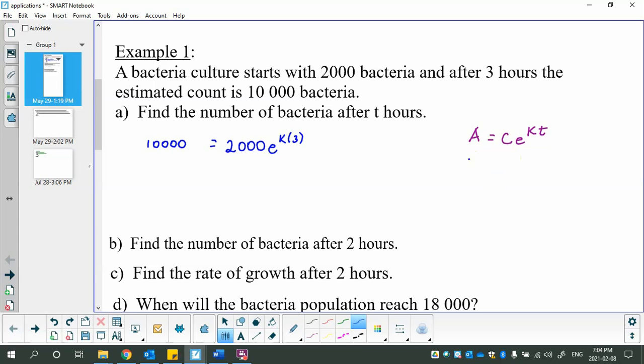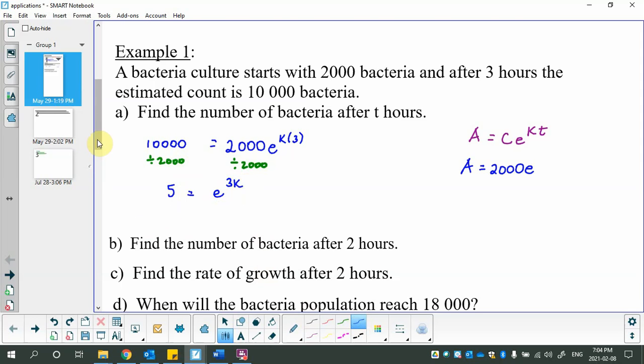Something that is going to be for sure is the 2,000 and the e. And we'll also have a t up here. I just want to make sure I figure out the k first. So our first step in achieving k all by itself is to divide both sides by 2,000. So that is 5 equals, and then we have e, and I'm going to write that as 3k.